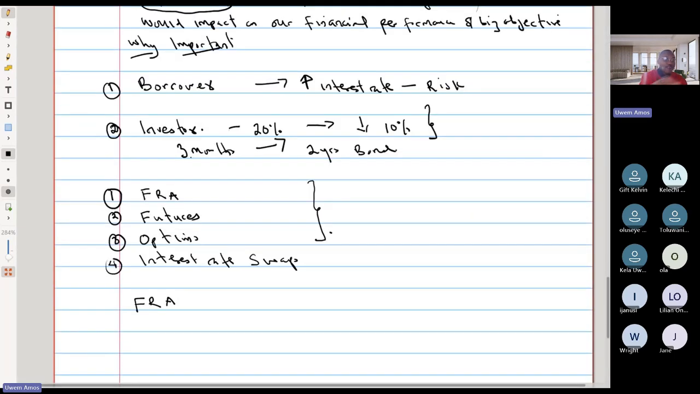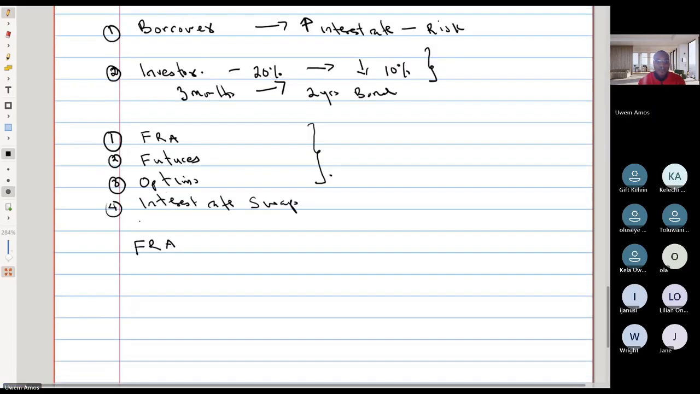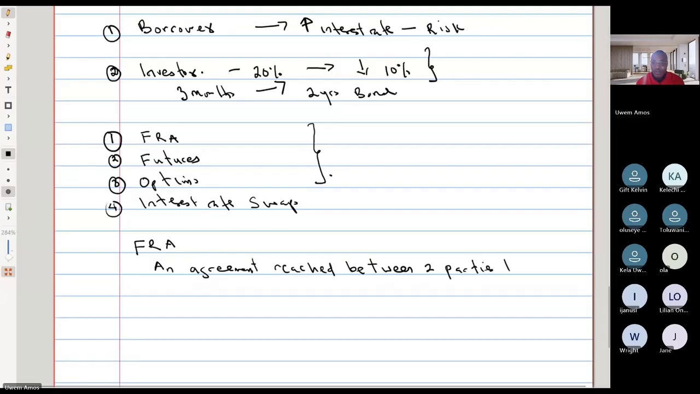When we set a forward rate agreement, it's basically an agreement reached between 2 parties to fix future interest rates.